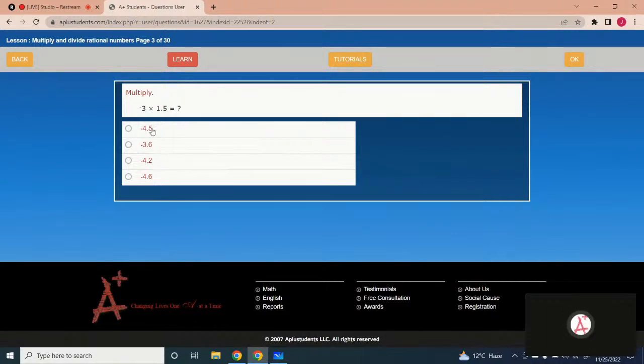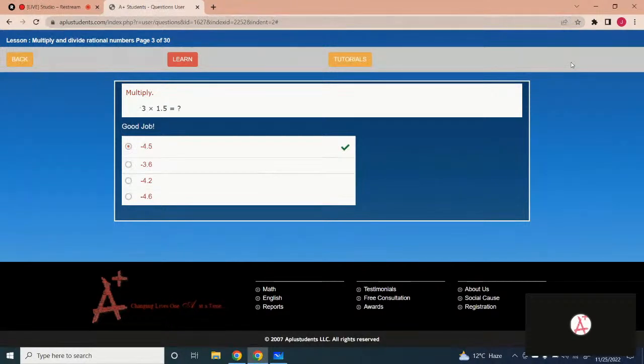It is negative 4.5. So just select the correct option and then click on the OK button.